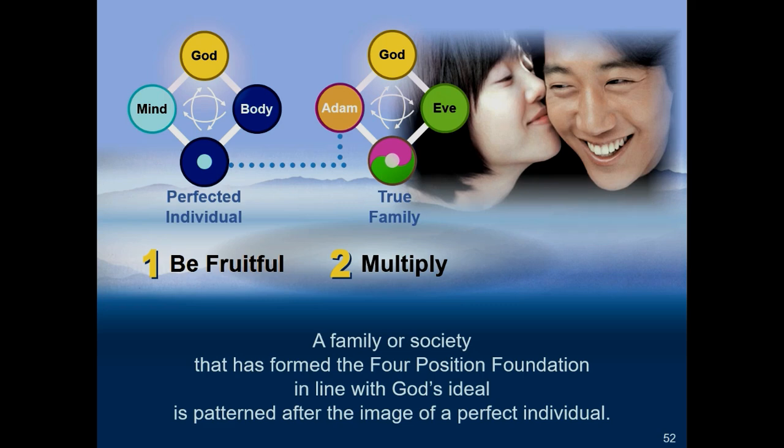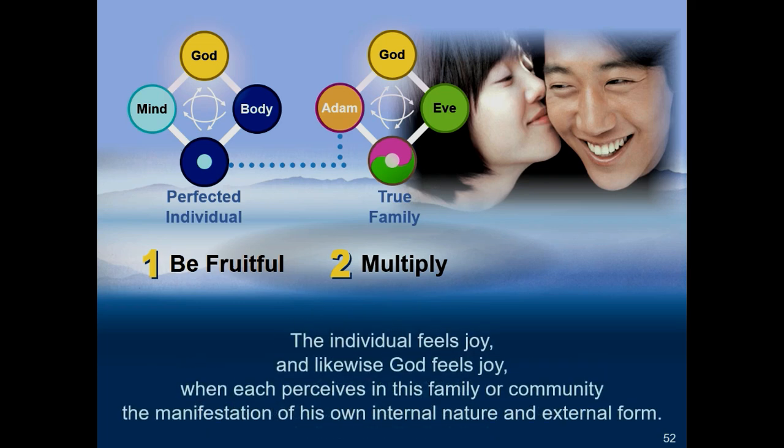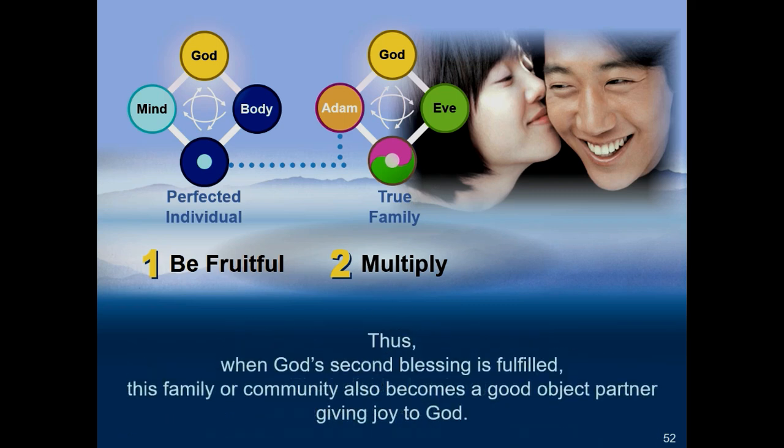A family or society that has formed the four-position foundation in line with God's ideal is patterned after the image of a perfect individual. The individual feels joy, and likewise God feels joy when each perceives in this family or community the manifestation of his own internal nature and external form. Thus, when God's second blessing is fulfilled, this family or community also becomes a good object partner, giving joy to God.